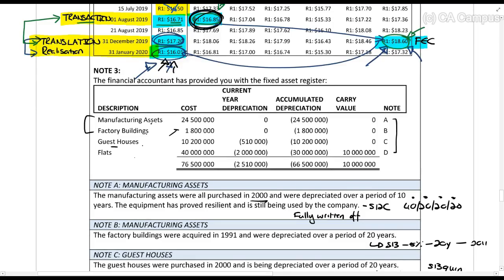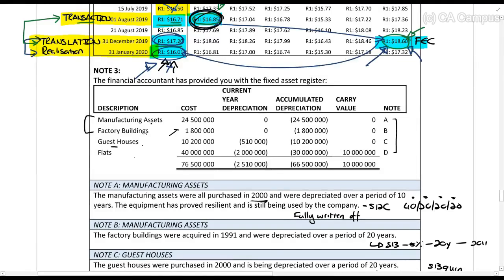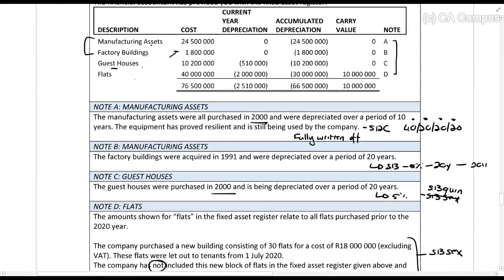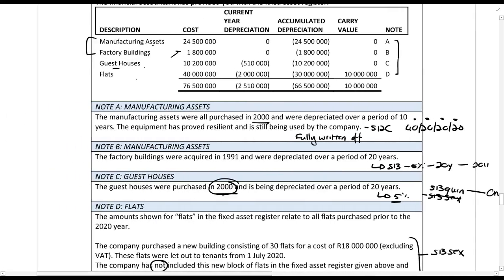Then the guest houses. Purchased in 2000. 5 years. It's now 2020. 20 years. So we should still be doing it. Section 13 quin. Right, but what's the issue here? This was purchased in 2000. Section 13 quin is only for assets on or after 1 April 2007.